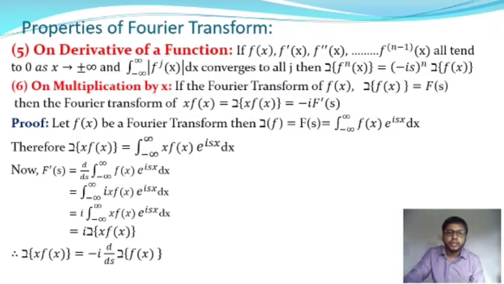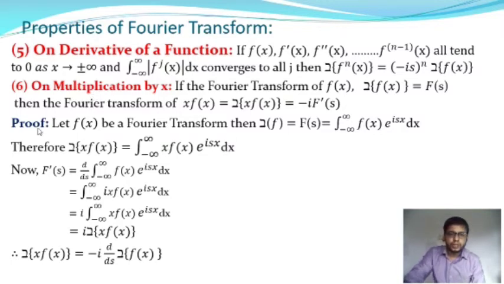Then the Fourier transformation of x times f(x), after multiplying the function f(x) by x, will be the Fourier transformation of x f(x), and it is equal to -i F'(s). This is the first order derivative of the Fourier transformation of the function f(x), where the function is defined in the interval minus infinity to plus infinity. This is the statement on multiplication by x, the sixth property of the Fourier transformation.